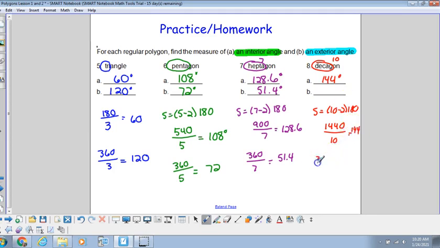And for our exterior angles, 360 divided by 10, since a decagon has 10 sides. When we divide that, we get 36. 144 for interior and 36 for exterior. And once again, these two angles do add up to be 180 because interior and exterior form a linear pair. They are supplementary.